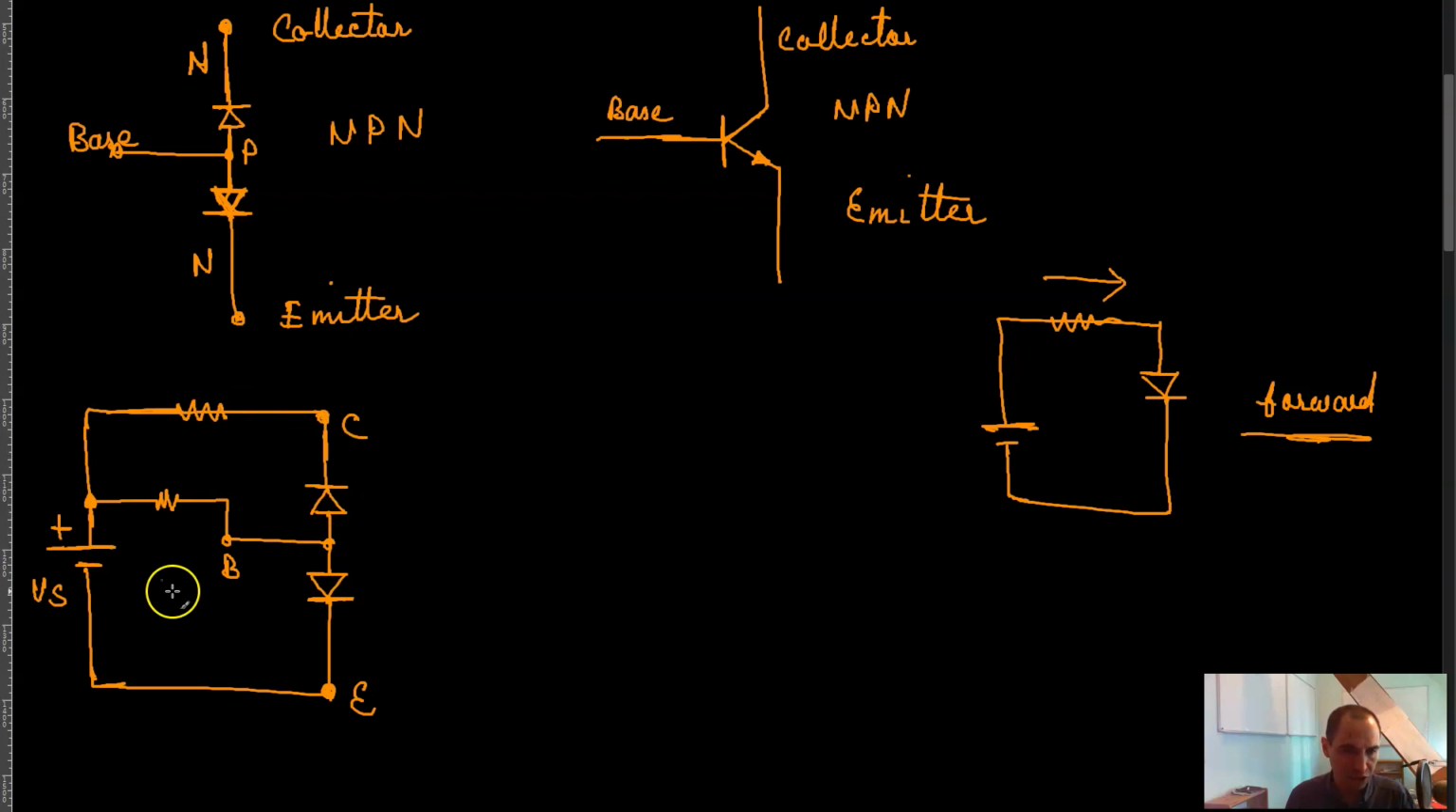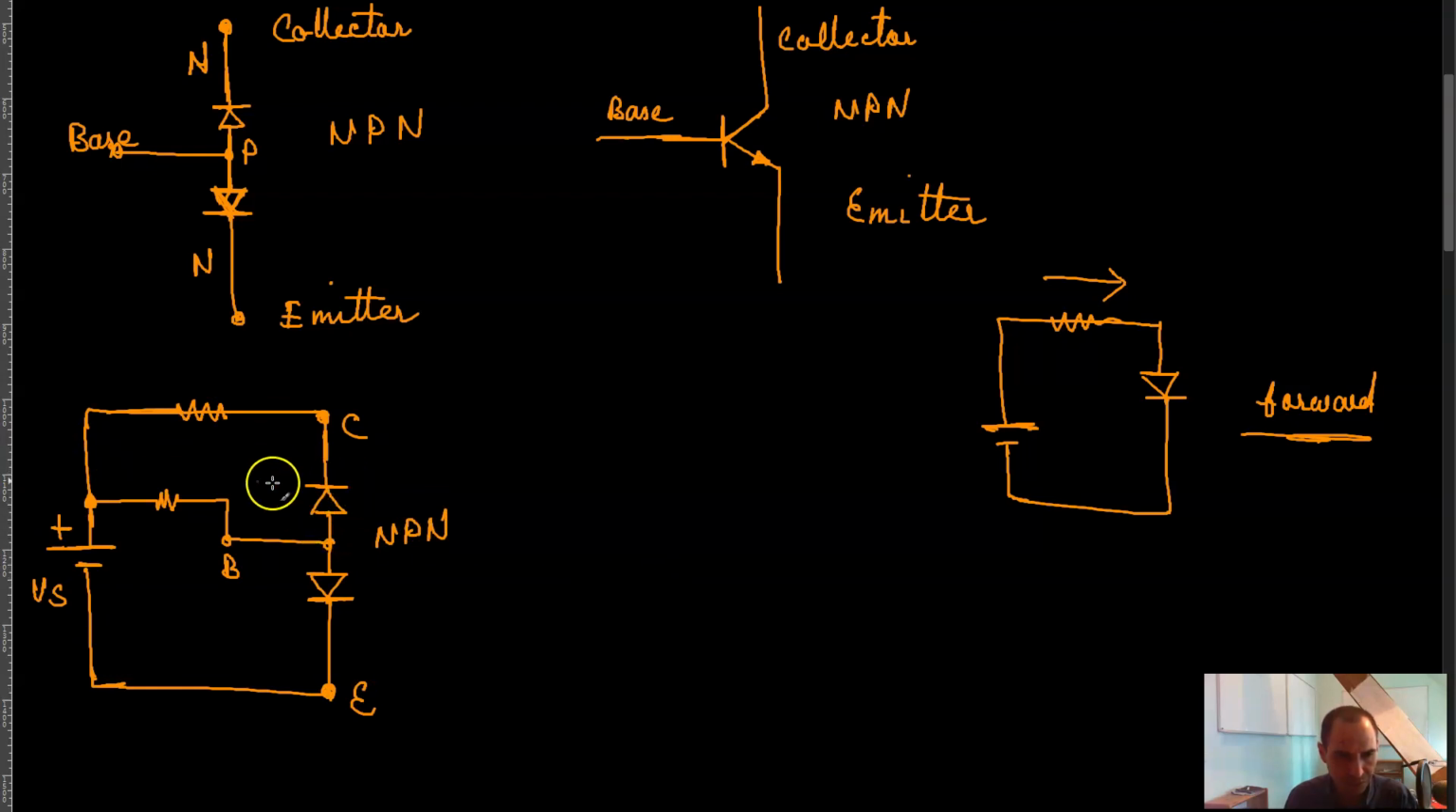And that essentially becomes an NPN transistor in a circuit, which is basically, by the way, I think it's called common emitter or something like that. But we will see about those circuits later.